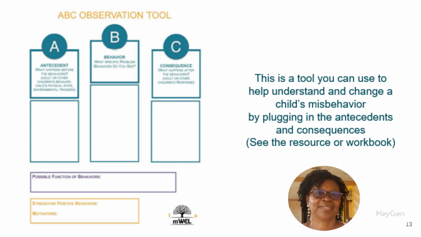For more practice, you can use this ABC observation tool, which can be found in the resource or workbook. You can plug in the antecedents and consequences for the behavior that you want to change. You can observe and analyze the behavior first. You can do this yourself or work with parents or others to figure out together. Remember, we want to understand the ABC and function of the behavior first. We will do more practice in our group meeting session.